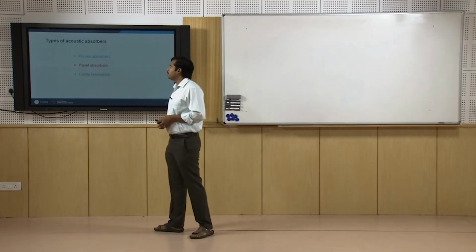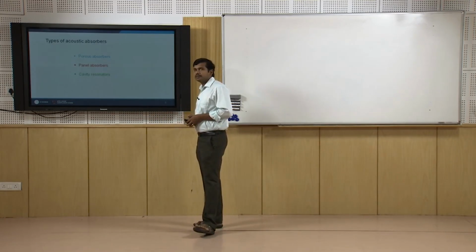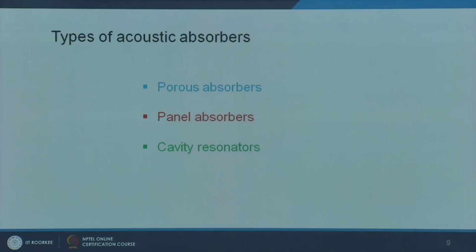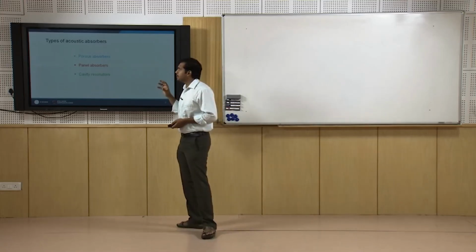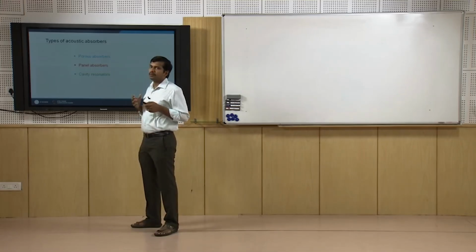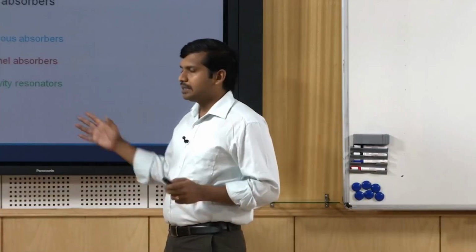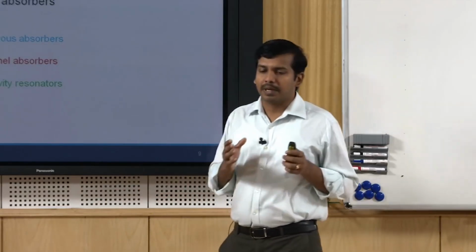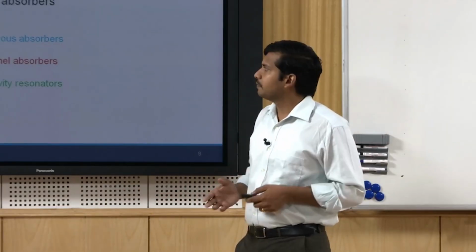There are three primary types of acoustic absorbers. First is porous absorbing material, second is panel absorber, and the last is cavity resonators. Each one has a specific bandwidth or frequency spectrum in which they have a very good performance. It can be stretched out to other frequencies, but their primary performance areas are different.